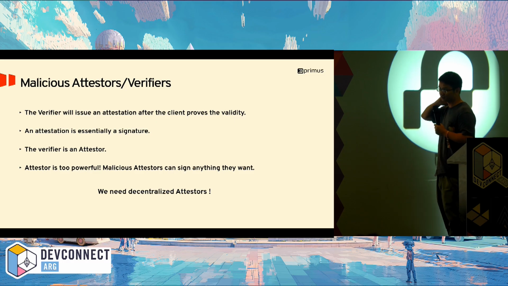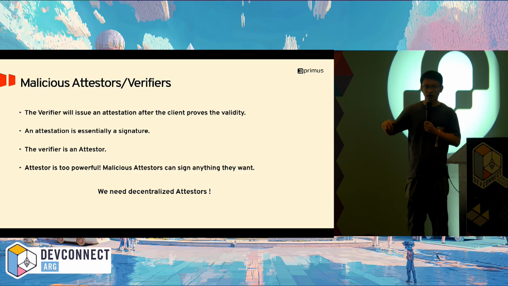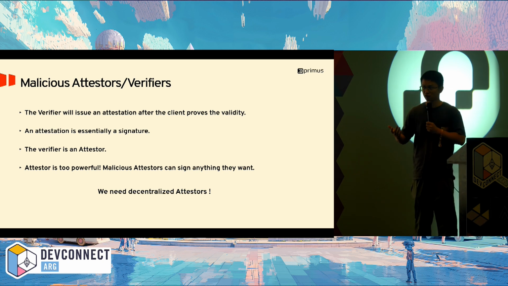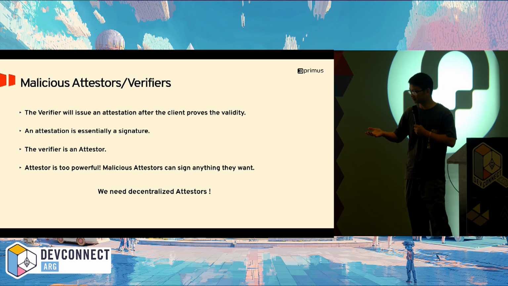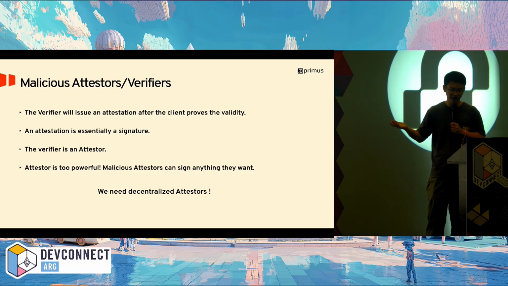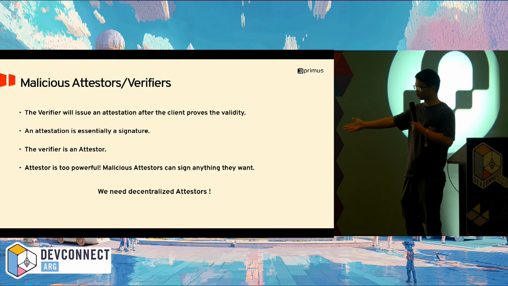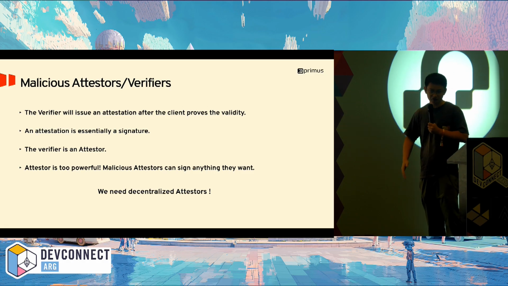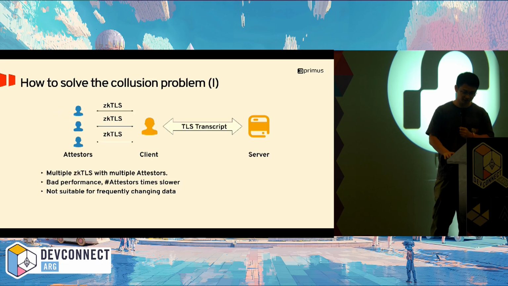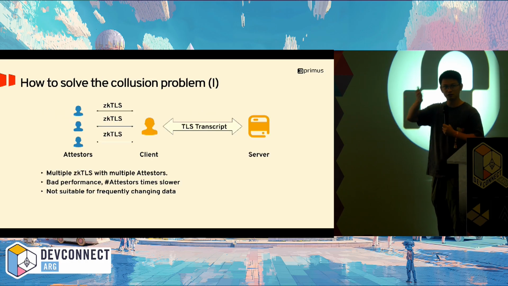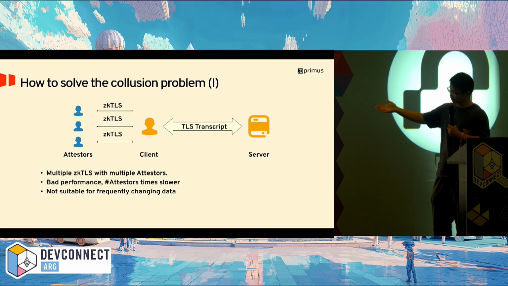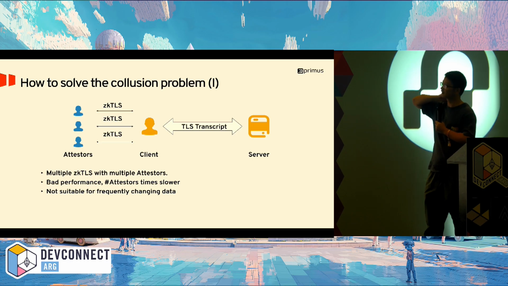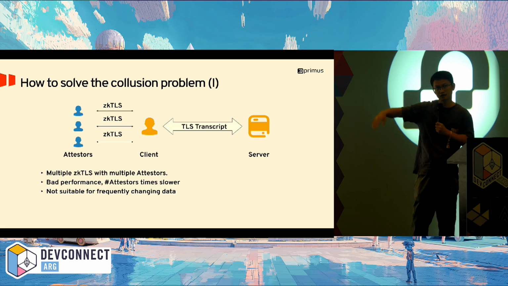So in all these cases, the attester is too powerful, and especially when you're using them to secure funds, it's very dangerous. So we need decentralized attesters. That's the main problem we want to solve, and we tried a few solutions. First of all, similar to maybe Reclaim's solution, we can have multiple attesters.